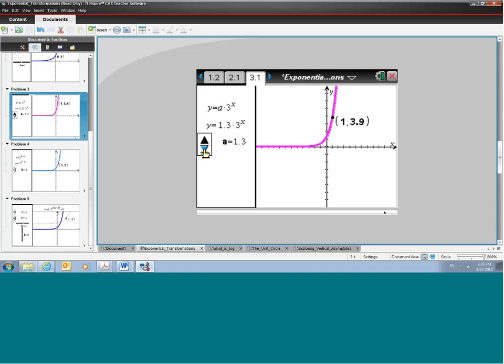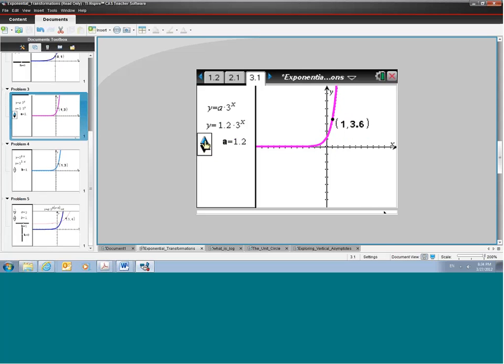I can click the down arrow to make it get smaller. So what effect does that have on the graph when we make it very small? Oh, when it goes negative, it flips over. When it gets very close to 0, it looks like it doesn't allow me to do 0. It jumps right over 0.